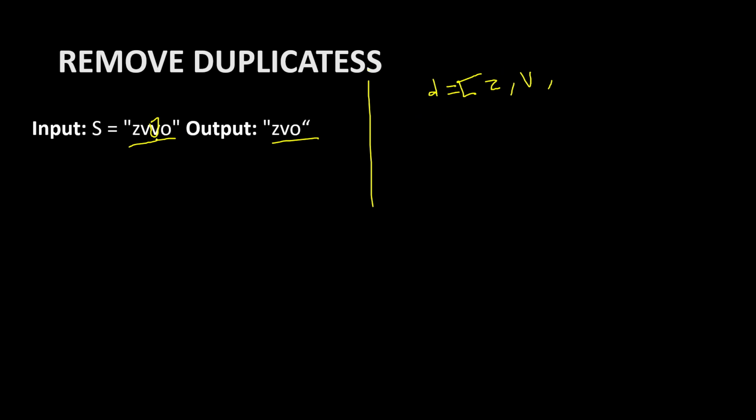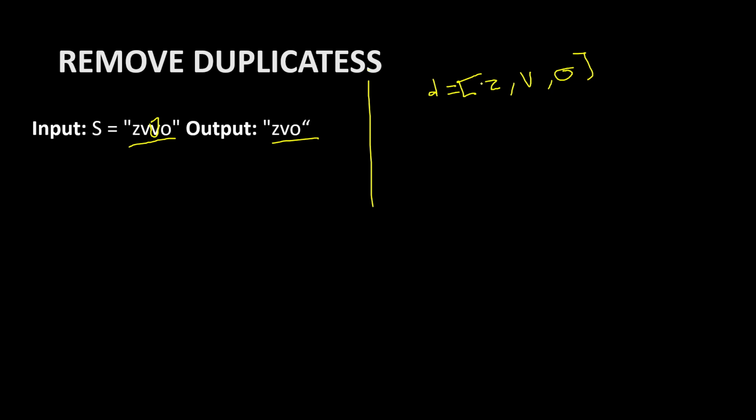Now the third index, or you can say the second index value, which is V here. We have to check if it is inside the list or not. Now it is inside the list, V is already there. So if it is there, we are not going to add that. We will skip that and proceed to the next element. Now we will check O is there or not. O is not there, so we add that element here. So the list will be comprising of Z, V, O.